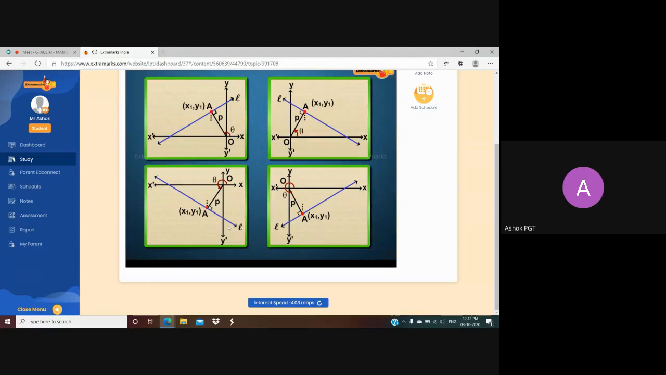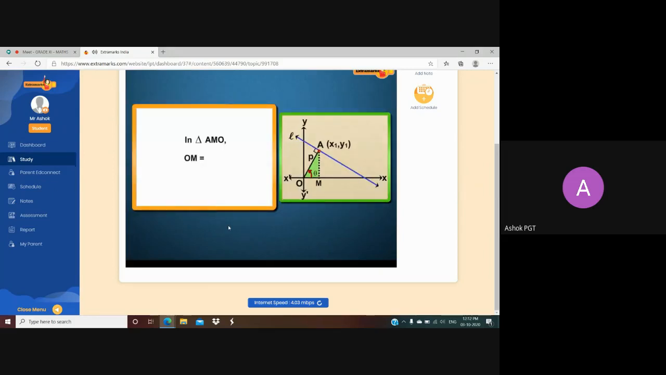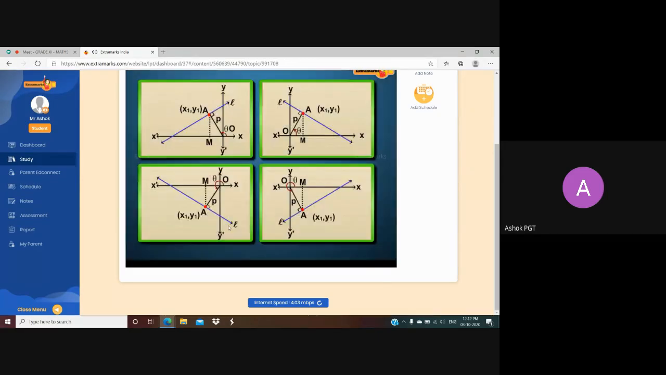Draw perpendicular AM on the x-axis in each case. Let us take first case. In triangle AMO, we have OM is equal to p cos theta and MA is equal to p sin theta. So the coordinates of the point A are p cos theta, p sin theta. In each case, we have the same coordinates.